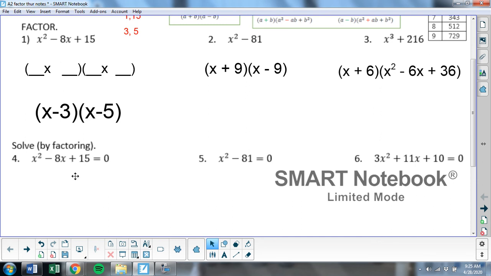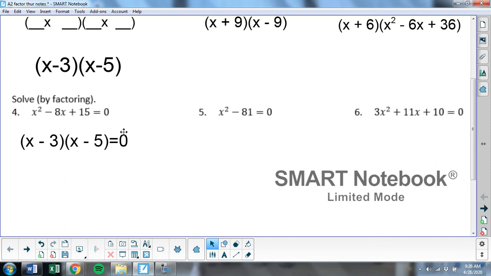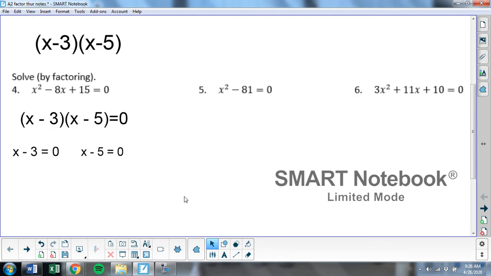So we already know that this is going to factor into x minus 3, x minus 5, because we did that up above. Once you have one side factored and the other side is 0, you do what's called zero product property. Because these are being multiplied and my answer is 0, either this first factor could be 0 or this second factor could be 0. So we set each of those equal to 0.